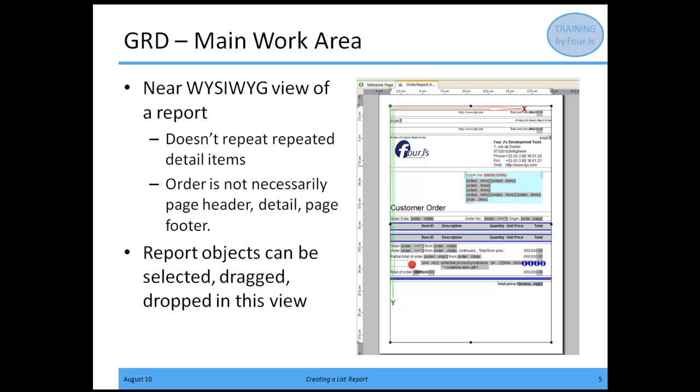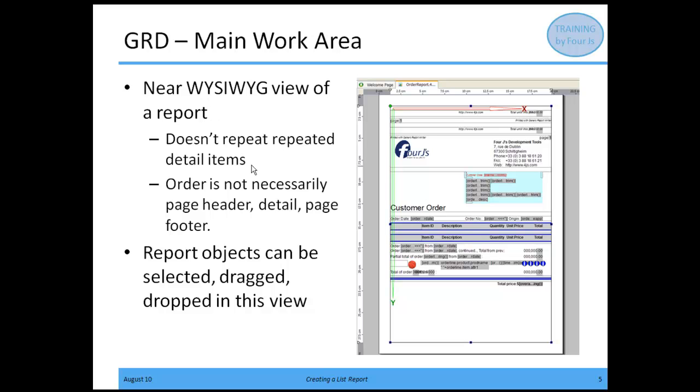The visual representation of the report itself is shown in the main work area. And the main work area is a near WYSIWYG view of the report. And what this means is that you're given an idea of what the report is going to look like, although it's not exactly as a report is going to appear when it prints out. And there's a variety of reasons for this.